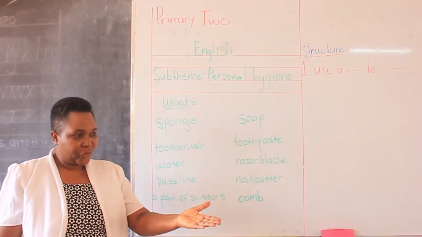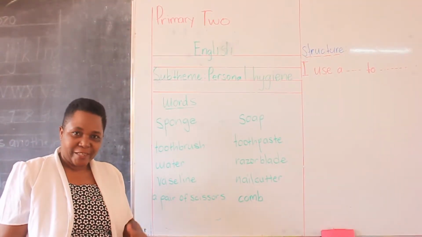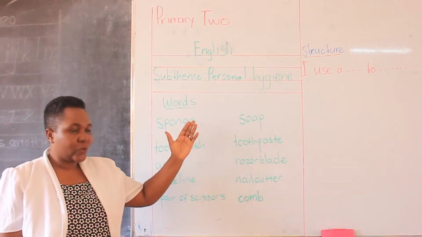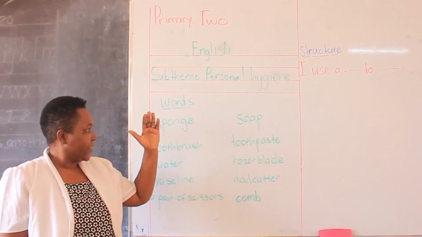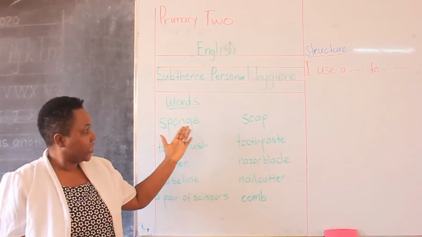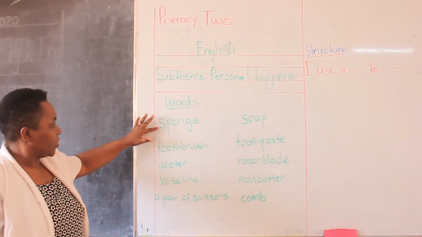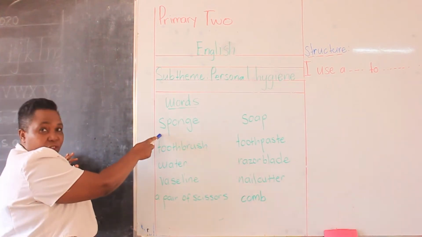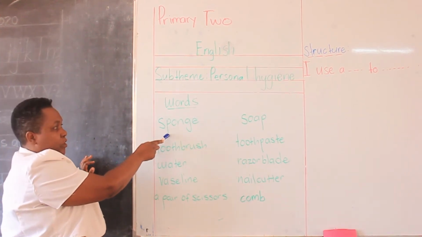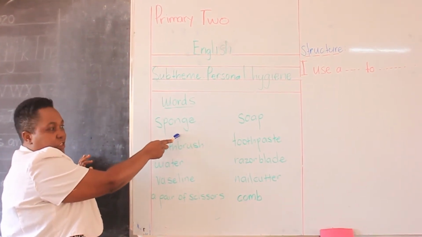After looking at the different things that we use when we are cleaning our body, we now want to look at the spellings. And here on the board, we have the spellings of the displayed objects. The first word is sponge. Sponge. The word sponge is S-P-O-N-G-E. Sponge.